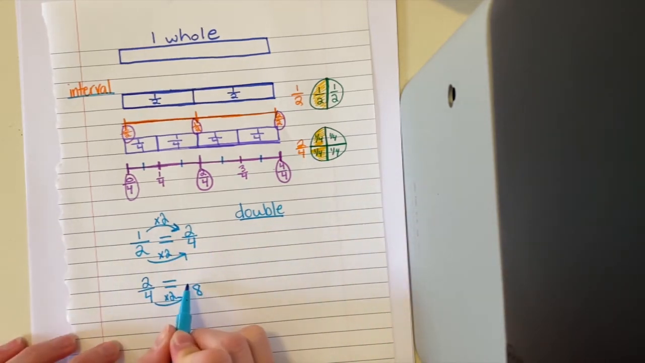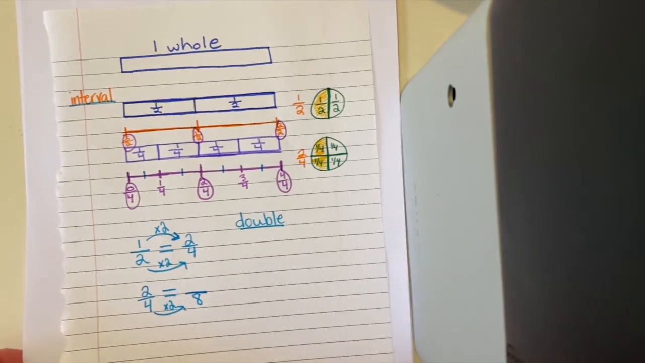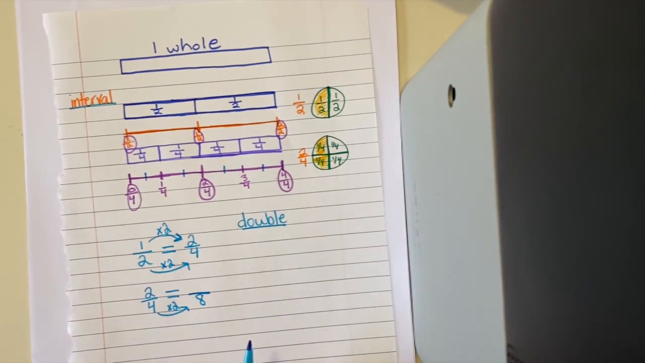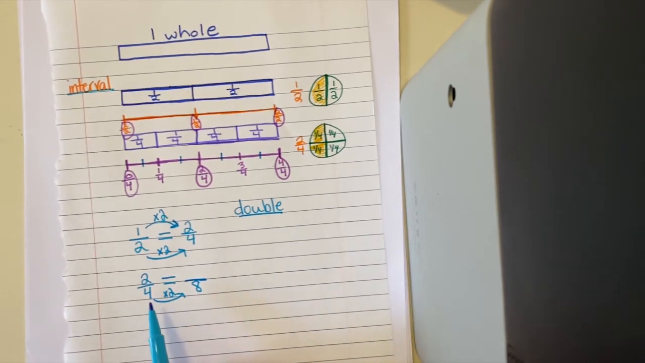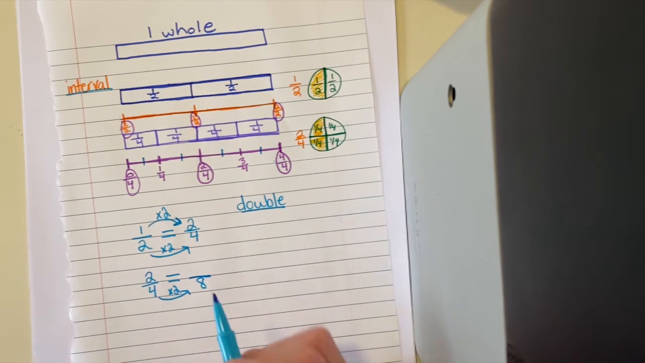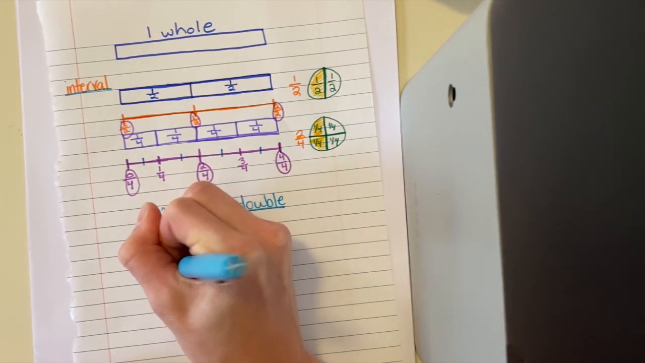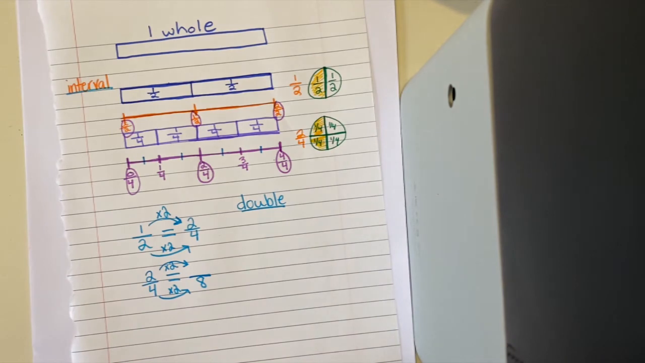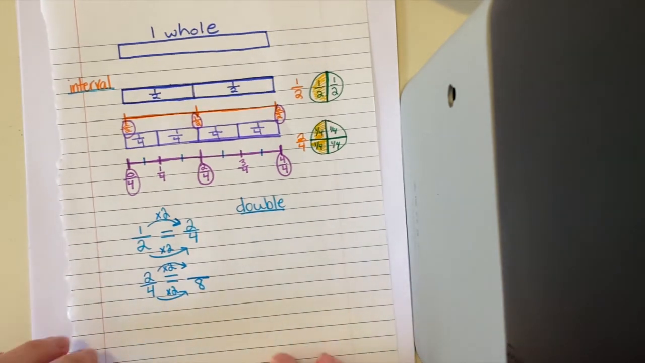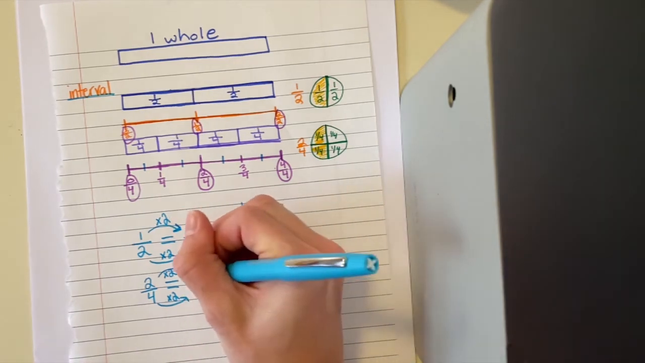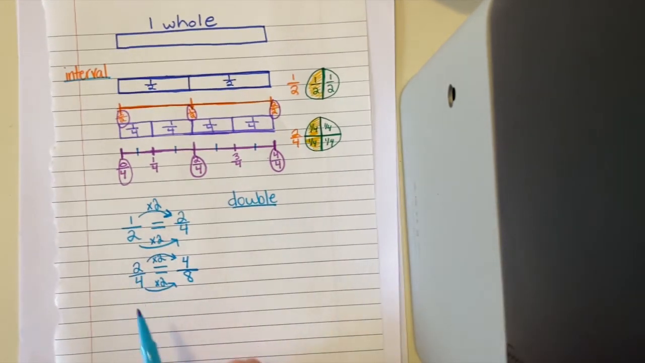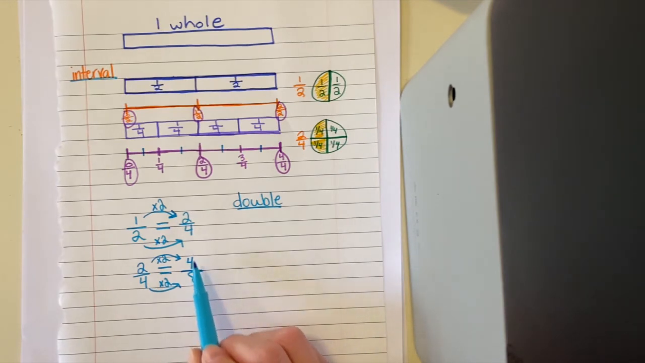Now, we've gotten our denominator. What's going to happen to that numerator? Remember, anything you do to the denominator, you do to the numerator. Anything you do to the numerator, you do to the denominator. So if I've doubled my fourths and made eighths, I'm going to double my numerator. If I double that 2, what does the 2 become? That's right, it becomes a 4. 2 fourths is equivalent to 4 eighths.